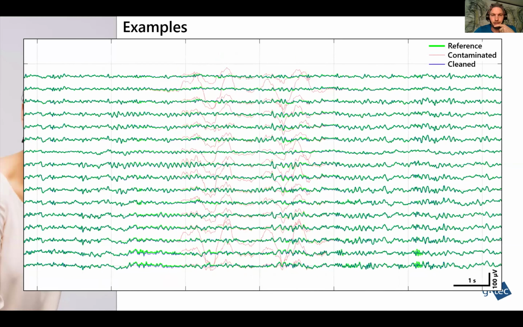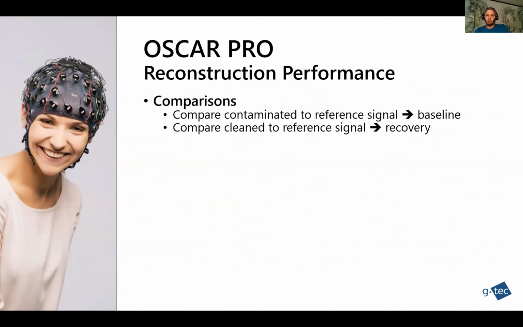And also here, we have the same structure. We have a reference signal in green, contaminated in red, and cleaned in blue, even with some alpha on it. But the artifact is removed while the alpha here, for example, is preserved. So again, we see visually a nice reconstruction of the underlying reference signal. So how did we put that into numbers?